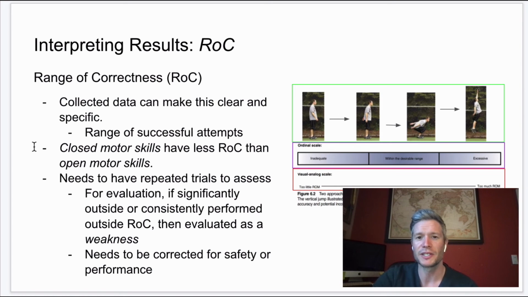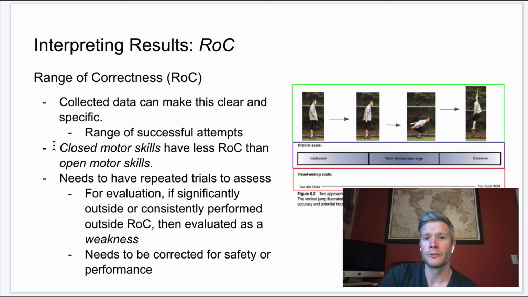For closed motor skills, it's going to be a lot smaller of a range versus an open skilled motor skill. And again, just as a reminder, closed versus open. Closed is when the end of your limbs are in a bit of a fixed position or on a fixed item. The easiest example that I can think of right now is a leg press machine. Your feet are fixed on the platform. You're pushing. That's a closed motor skill.